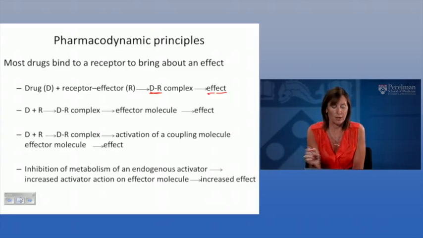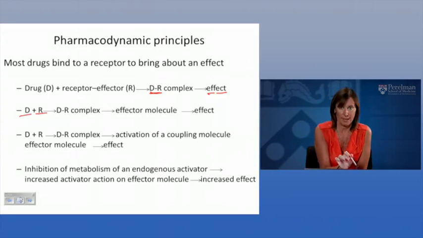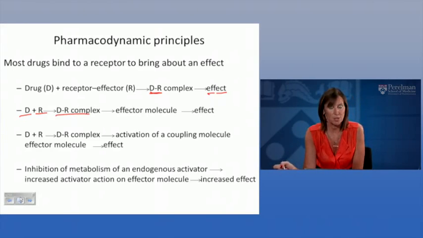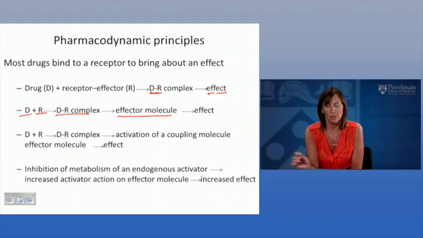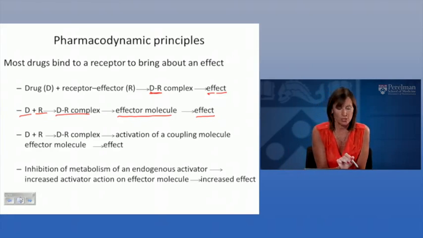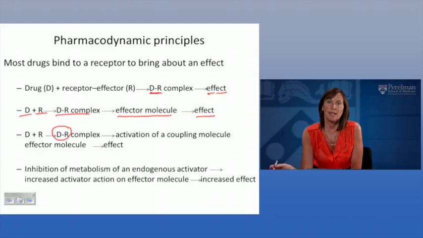Another example would be a drug and a receptor, again, creating a drug-receptor complex, which elicits an effector response, or the creation of an effector molecule. And it is this molecule that brings about the ultimate pharmacodynamic effect. The third example: the first two steps are exactly the same as the previous example, creating the drug-receptor complex. And it is this complex that induces the activation of a coupling molecule to bring about an effector molecule to bring about an effect. So as you can see from these first three examples, we have increasing levels of complexity of different steps that are undergone in order to bring about the pharmacodynamic effects.